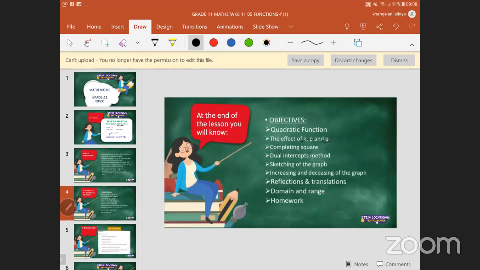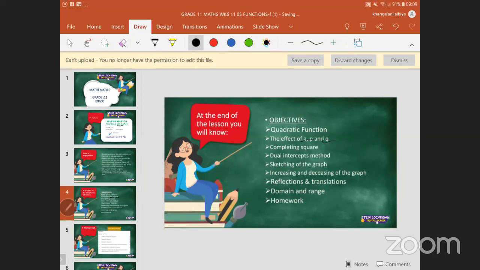You have to know how to complete the square, and I'm sure you did that in grade 11. The dual intercept method, you also did that in grade 10. The dual intercept method is the x-intercept and the y-intercept, which is something that you understand. Then sketching of the graph, increasing and decreasing of the graph, reflections and translations, domain, and the range.